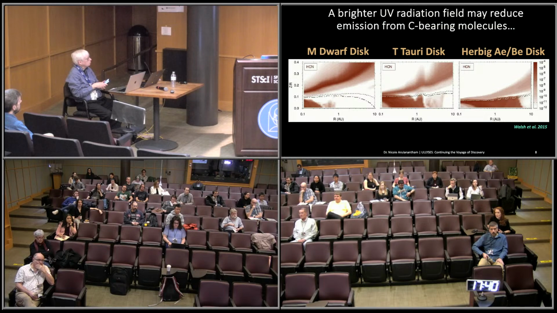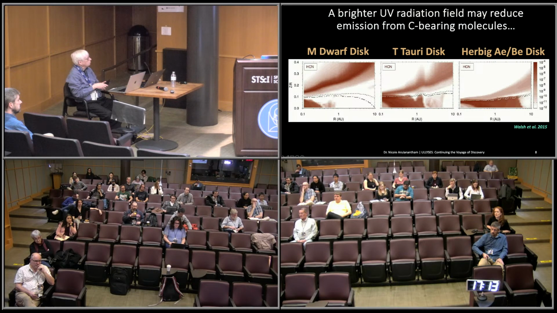Okay, so we could spend a whole conference, of course, talking about observations of protoplanetary disks in the infrared. But in the Spitzer era, there were a few really interesting trends between the detection rates of different molecules in disks and the inferred UV radiation fields from the central stars. And these results can be summed up nicely in this set of models by Catherine Walsh from 2015.